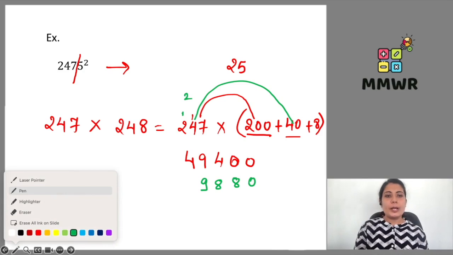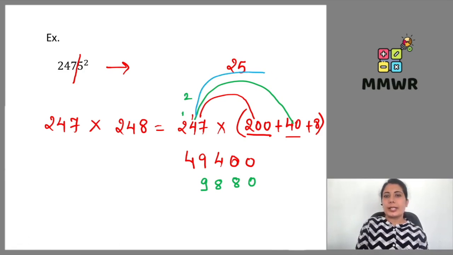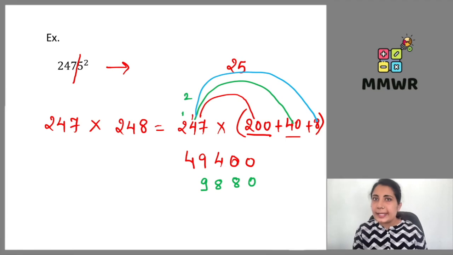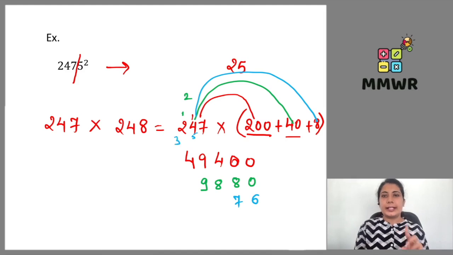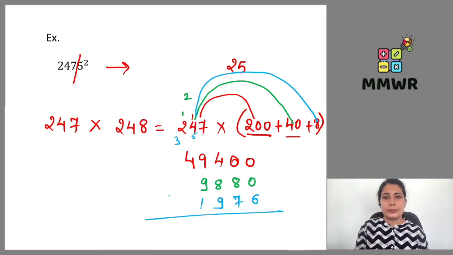Now, one more number is there with us. 247 will be multiplied with this 8. So, 8 sevens are 56. 8 fours are 32. 32 plus 5 is 37. And 8 twos are 16 plus 3 is 19.